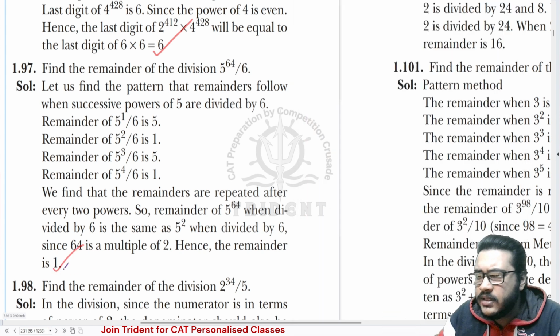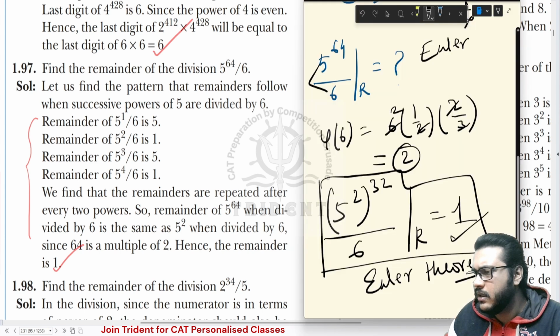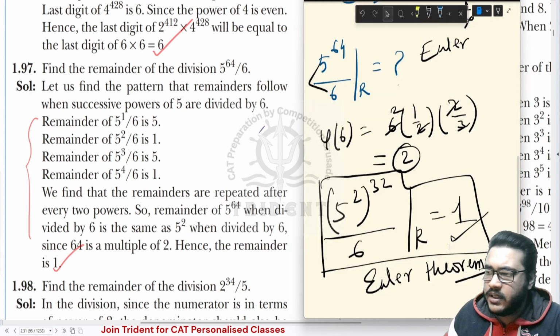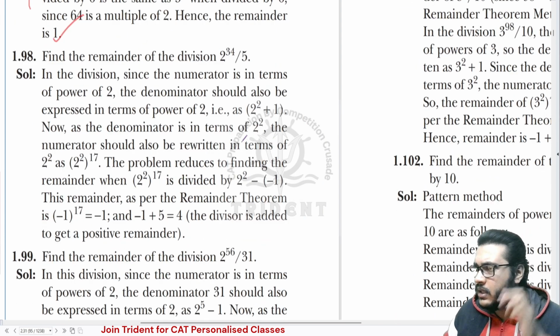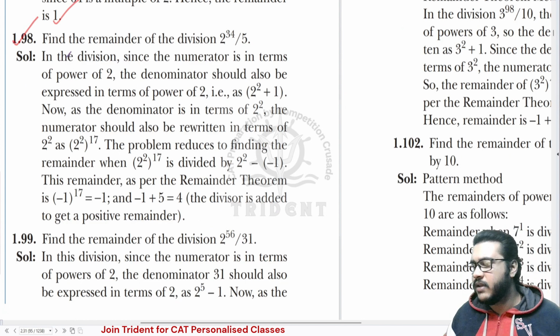You can read this. They have used some cyclicity method, trying to calculate using the cycle. That also you can do. There's nothing wrong with it. But I have used the remainder theorem method. Let's go to the next one. Again, an interesting, similar question: 2 raised to the power 34 by 5. Let's do this.